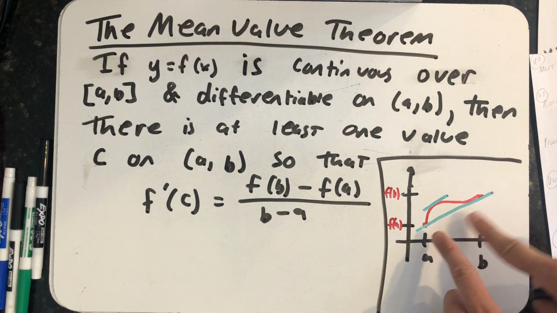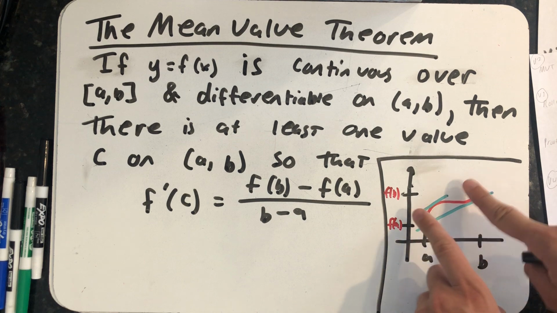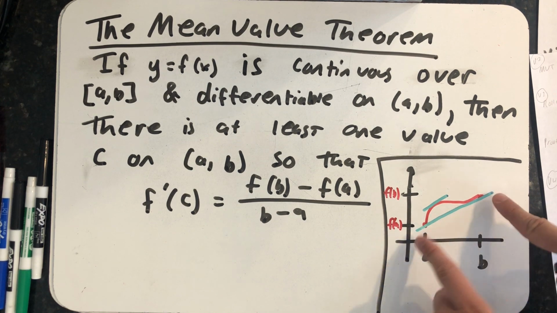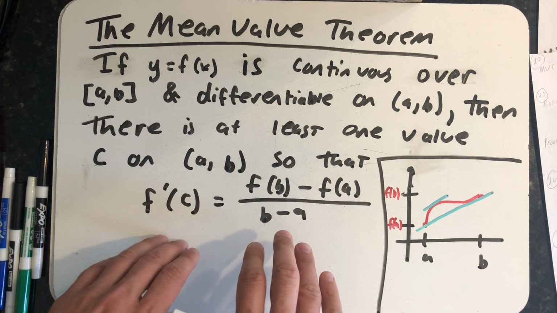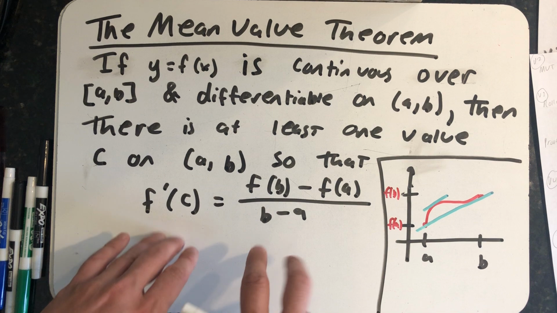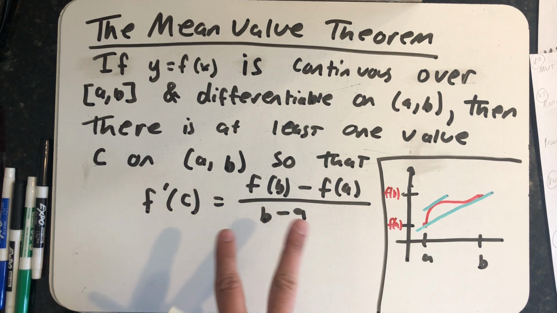Another way to think about it is, like in our diagram, there's a tangent line that's parallel to the secant line for at least one value, maybe more. But the whole idea is that at some moment, the instantaneous rate of change is equal to the average rate of change.